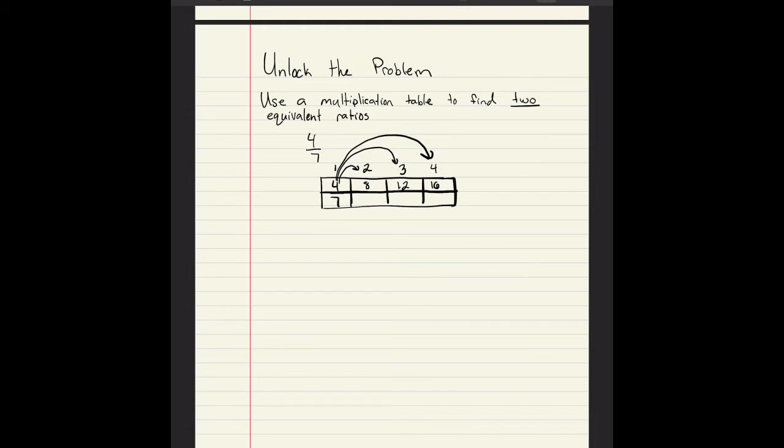So what's another word for numbers that you multiply? What's another name for these numbers? They're multiples of 4. So you multiply a number by these to get these numbers. So you multiply 4 by 2 to get 8. So 8 is a multiple of 4. So now what I do at the top, I have to do to the bottom.